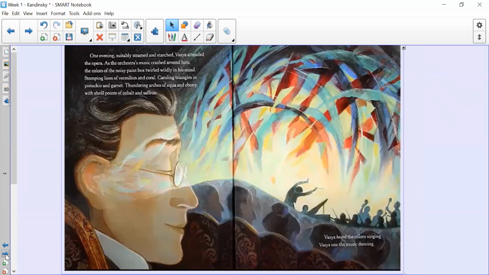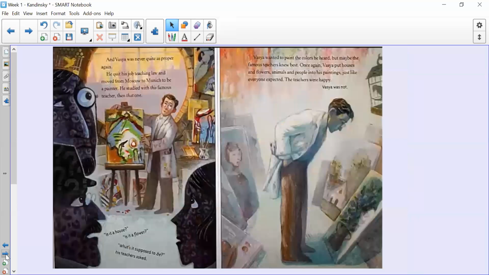One evening, suitably steamed and starched, Vasia attended the opera. As the orchestra's music crashed around him, the colours of the noisy paint box twirled wildly in his mind, stomping lines of vermilion and coral, caroling triangles in pistachio and garnet, thundering arches of aqua and ebony, with shrill points of cobalt and saffron. Vasia heard the colours singing. Vasia saw the music dancing.